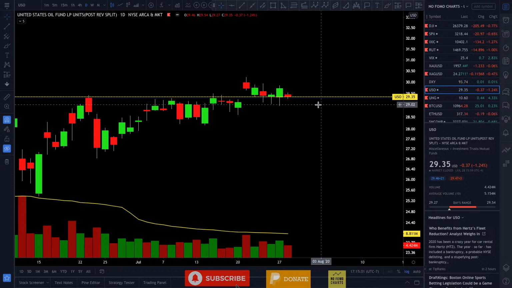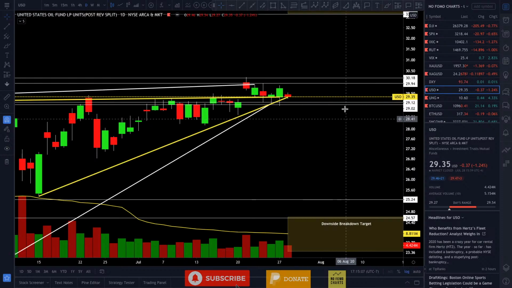So let me draw that in here invisibly. Then resistance 29.94 and 30. Okay, so now we bring this back, and now you see it's stuck between this tight range right here. It's basically a 2% range.